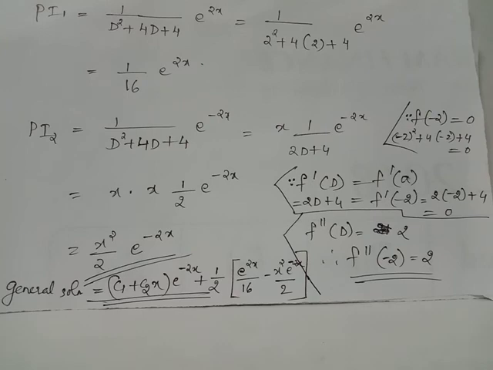Our general solution will be CF plus 1/2 times (PI1 - PI2). Thus, the general solution is y = (c1 + c2x) e^(-2x) + 1/2 [e^(2x)/16 - x² e^(-2x)/2].